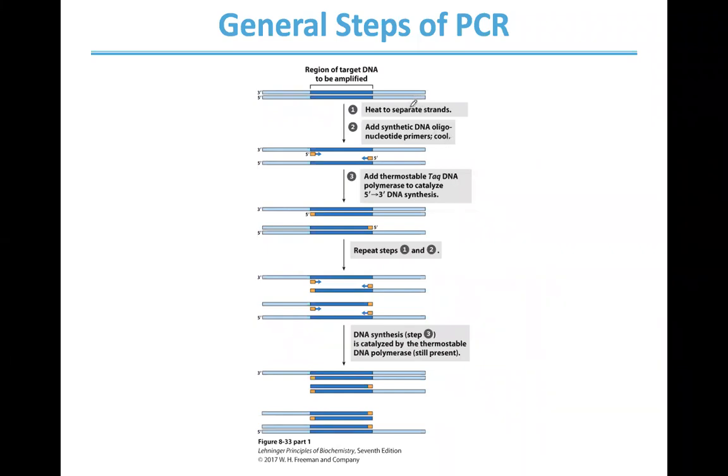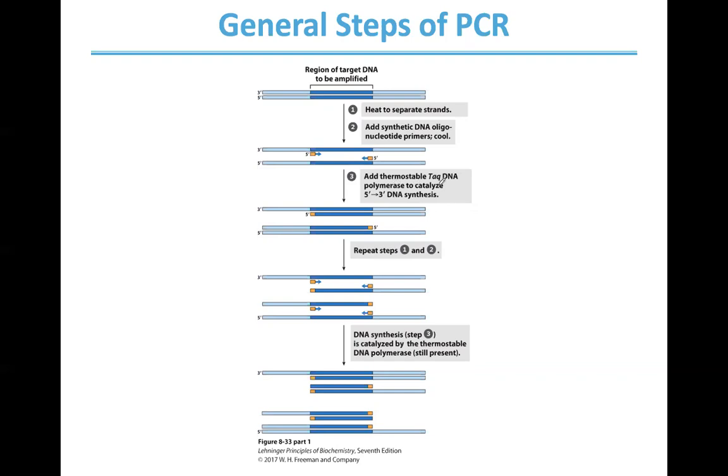So usually to separate the strands, we do it at about 100 degrees Celsius, but once you add the primers, you will cool it down to about 60 degrees Celsius, and the primers will anneal. So the primers will form complementary base pairs at the 3' ends of the DNA to be amplified. And remember, the new DNA will be synthesized in the 5' to 3' direction, which is opposite of the template strand. So we add the primers.